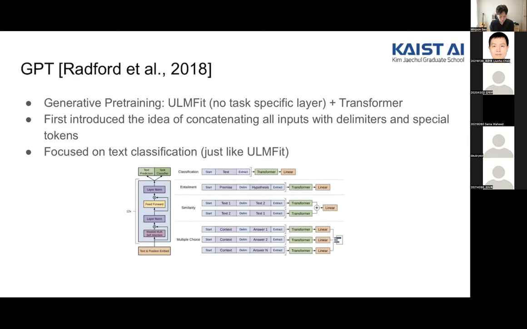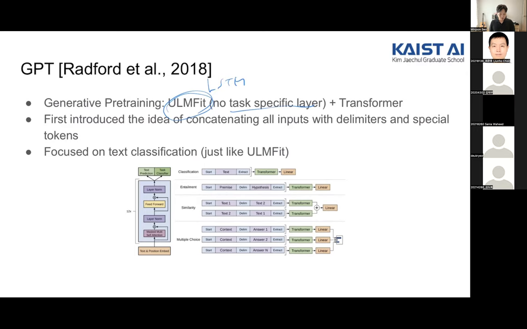And then a few months later, or maybe even a few weeks later, GPT was introduced by OpenAI. And basically it stands for Generative Pre-Training. And you can think of this as ULM fit plus transformer, in the fact that there is no task specific layer. Remember that ULM fit was using LSTM, but then transformer back then was doing pretty well in many tasks. So they thought, why don't we replace LSTM with transformer?